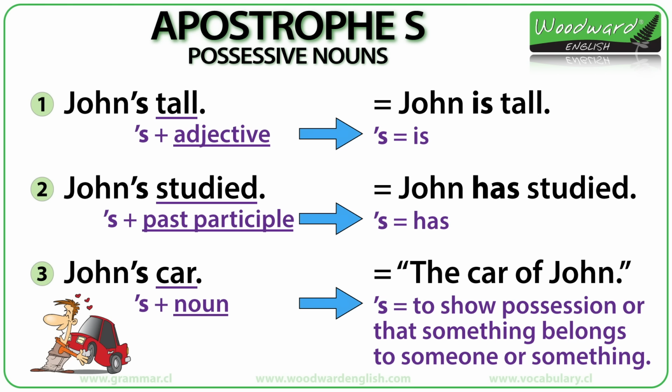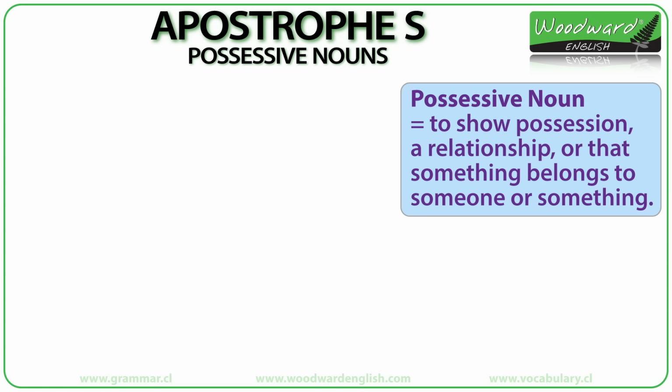John's, with an apostrophe S, is called a possessive noun. In this lesson, we are going to look at possessive nouns and how to use the apostrophe S. A possessive noun, which contains an apostrophe S, is used to show possession, or that there is a relationship between 2 things, or that something belongs to someone or something.